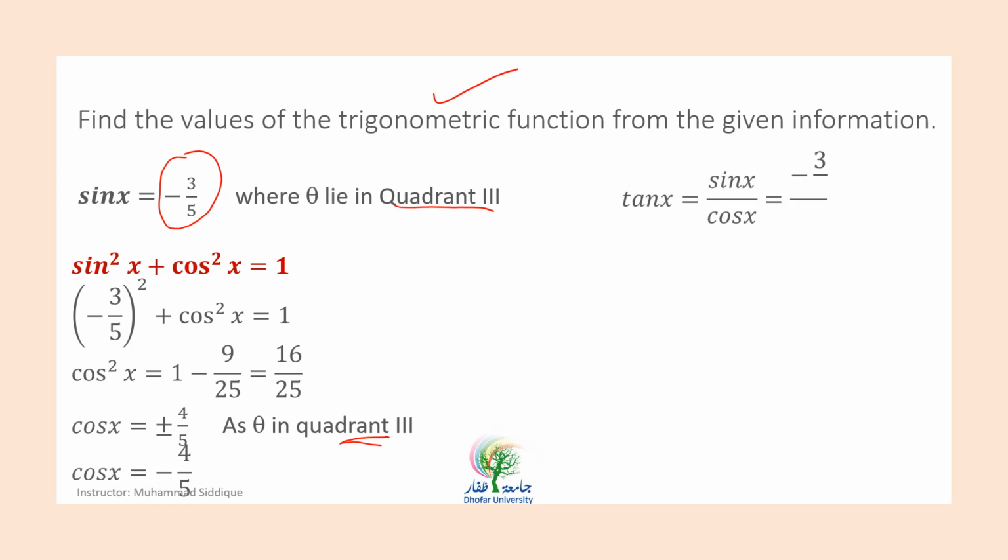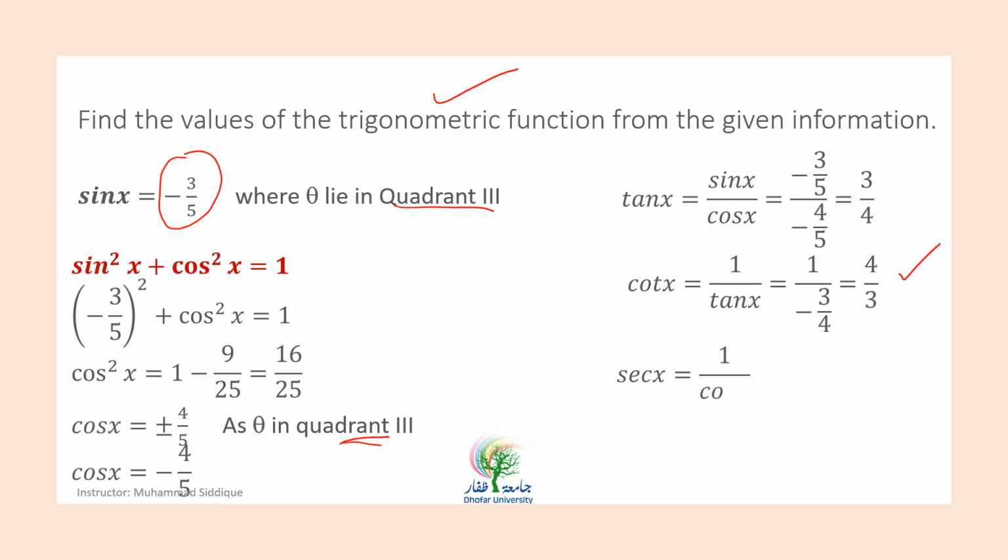Now tangent. Tangent is sine by cosine, so I'll put the values and the tangent will come 3 by 4, because in quadrant 3 tangent is plus. Now cotangent is the reciprocal of tangent, 1 by tangent, so we can write 4 by 3. Similarly, secant is the reciprocal of cosine, so we write minus 5 by 4, and cosecant is the reciprocal of sine, so we write minus 5 by 3. It's like that.